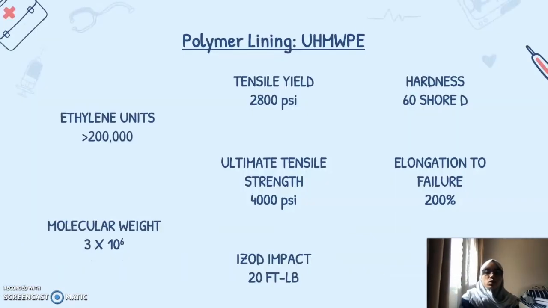Now, the polymer that we chose is called ultra-high molecular weight polyethylene, made up of more than 200,000 monomers, making its molecular weight very heavy and thus being very tough. These are the properties of the UHMWPE. These properties cause the material to have excellent wear resistance, low friction, and high impact strength.